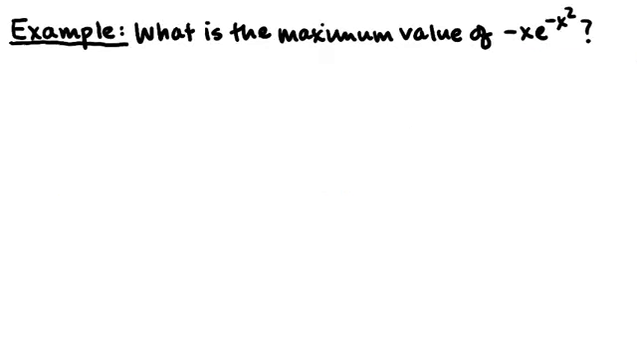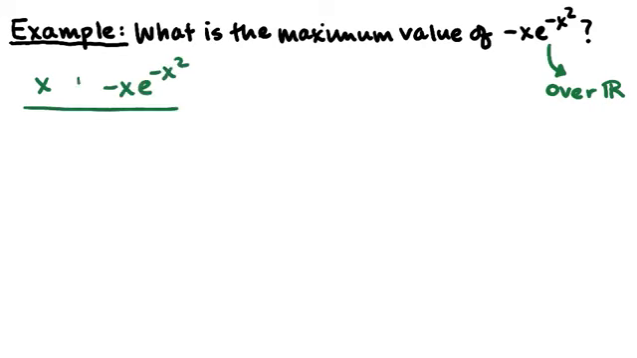All right, what is the maximum value of -x e to the -x squared? Well, if no interval is given, we have to assume over the set of real numbers. So we won't really have endpoints exactly, but what we can do is consider what happens as x goes to infinity and as x goes to -infinity.